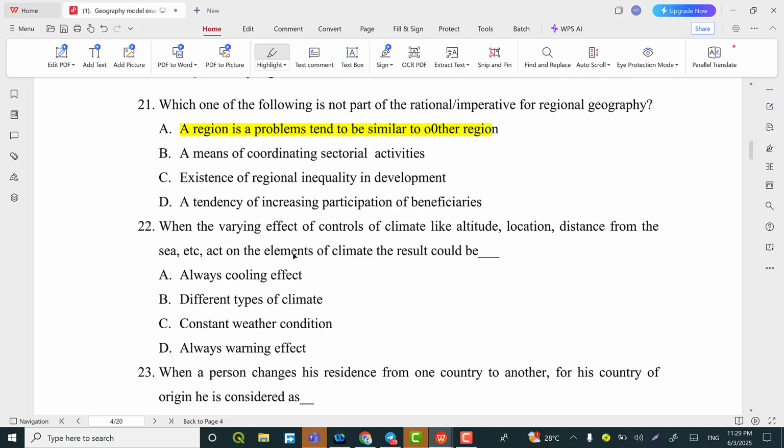For instance, the elements are temperature, rainfall, wind pressure, wind speed, and so on. All these are the elements, and the determinants or the controls of climate are like altitude, location, distance from the sea. All these factors have their own great contribution to the different types of climate. So the answer is different types of climate.